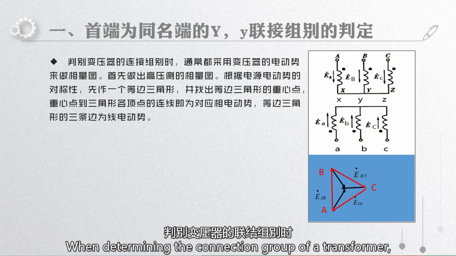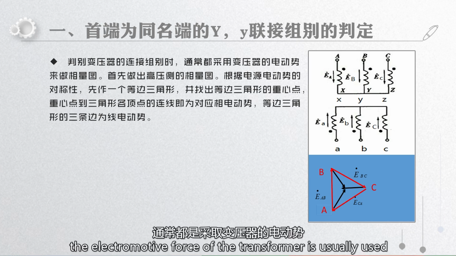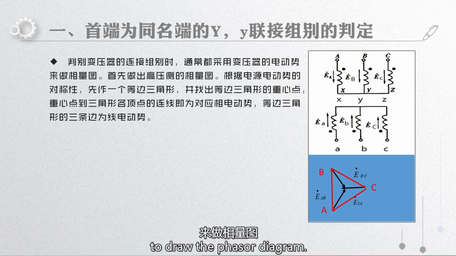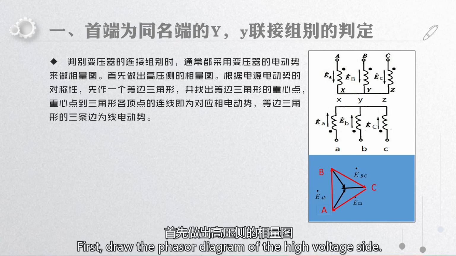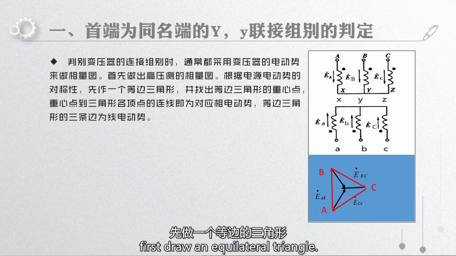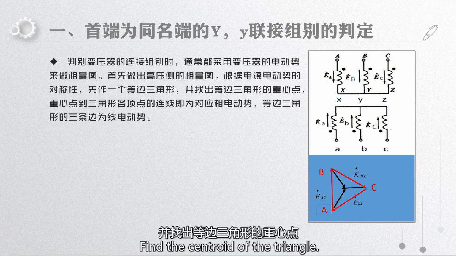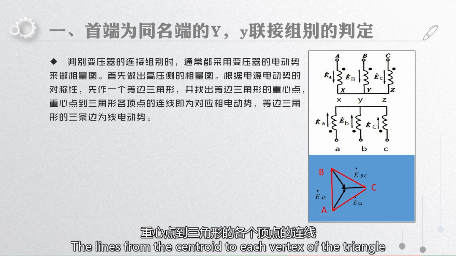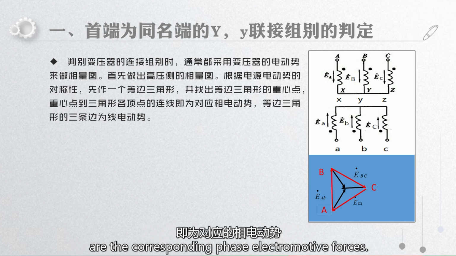When determining the connection group of a transformer, the electromotive force of the transformer is usually used to draw the phasor diagram. First, draw the phasor diagram of the high voltage side. According to the symmetry of the power supply electromotive force, first, draw an equilateral triangle. Find the centroid of the triangle. The lines from the centroid to each vertex of the triangle are the corresponding phase electromotive forces.